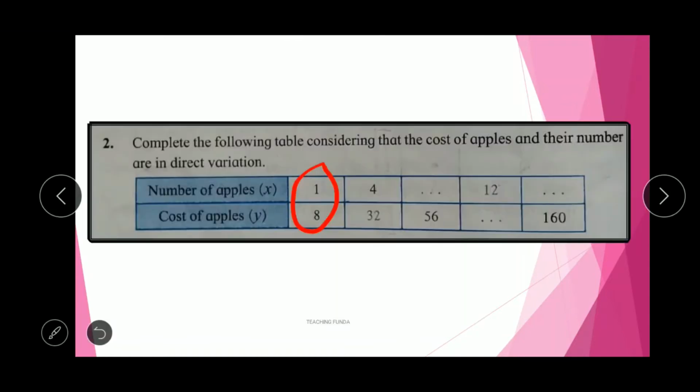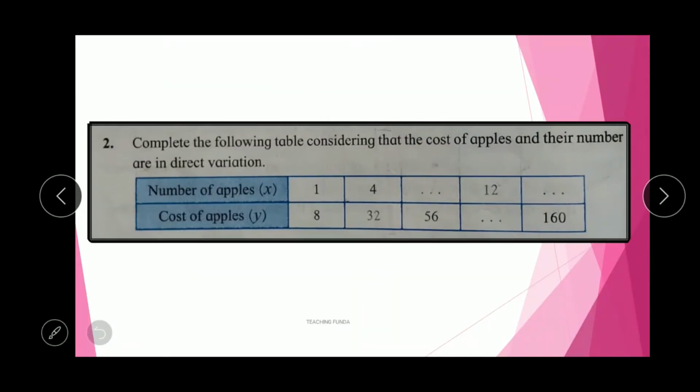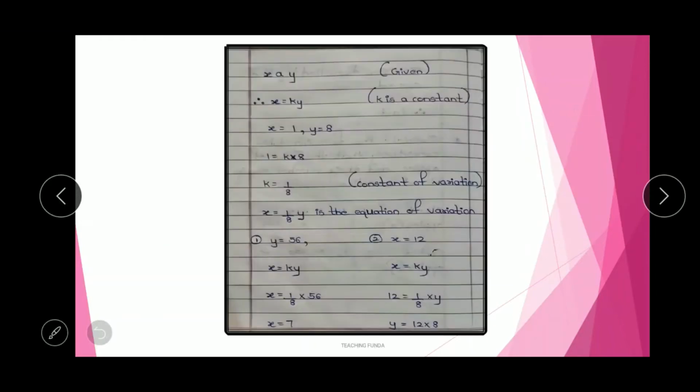Now here, you have to fill this one which is being asked. First we will find out this one. The number of apples, that is x, you have to find out, y is given. So first step, y is 56. x is equal to the same formula, k into y. So x is equal to k, which we found as 1 upon 8, into y, which is 56. So divide it. 8 ones are 8.